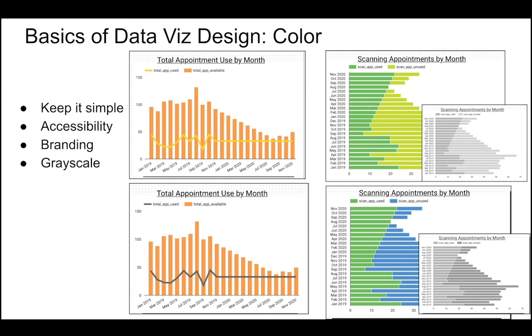Here you can see a few examples. On the top left, the yellow line graph is too light on the orange background, especially when you squint. On the right side, the two-tone green isn't too bad, but may be difficult to see on some monitors depending on their color settings. The blue provides greater contrast and is still reasonably readable in grayscale.